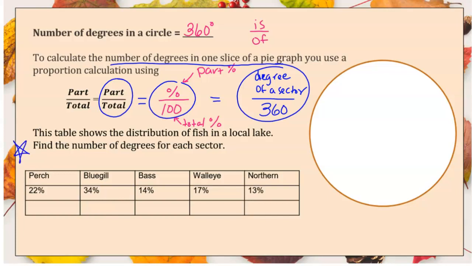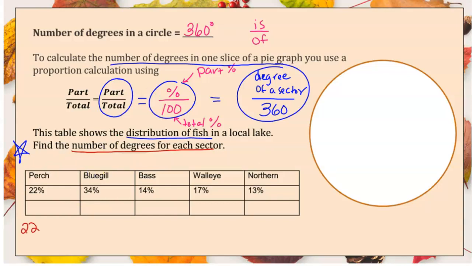This table down below shows the distribution of fish in a local lake. We know that 22% of the fish are perch, 34% are bluegill, 14% are bass, 17% are walleye, and 13% are northern. We are going to find the number of degrees for each of these types of fish. That would be translated to that pie chart.